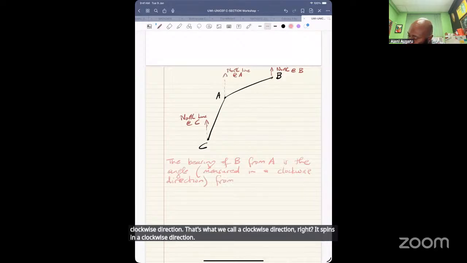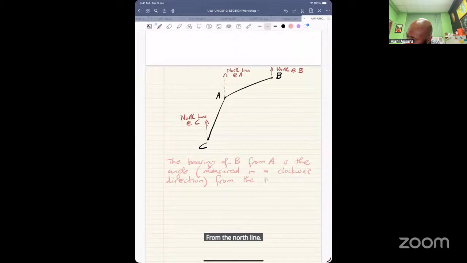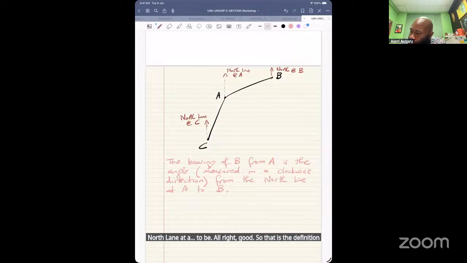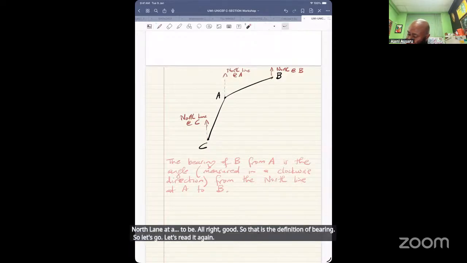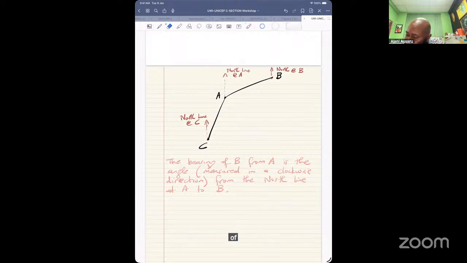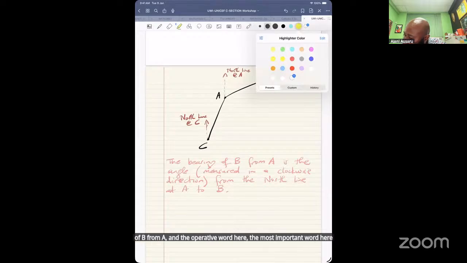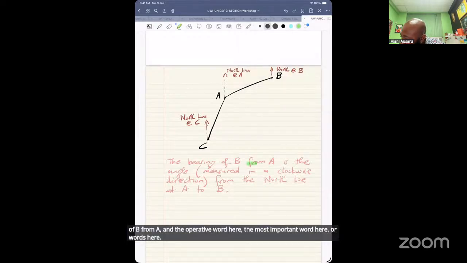From the north line at A to B. All right, good. So that is the definition of bearing. So let's read it again. The bearing of B from A, and the operative word here, the most important word here, is this word here, from.